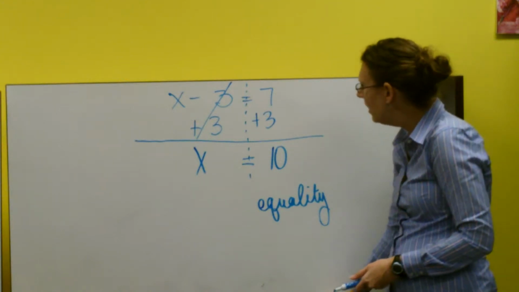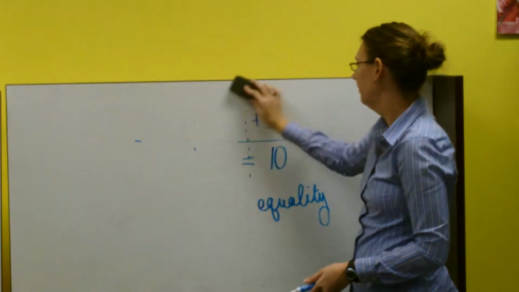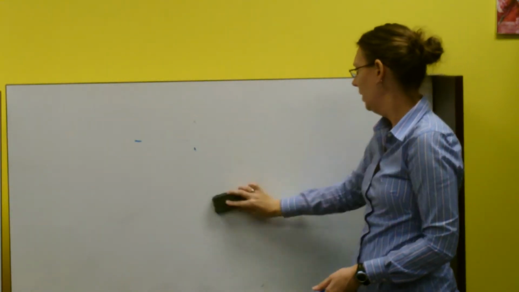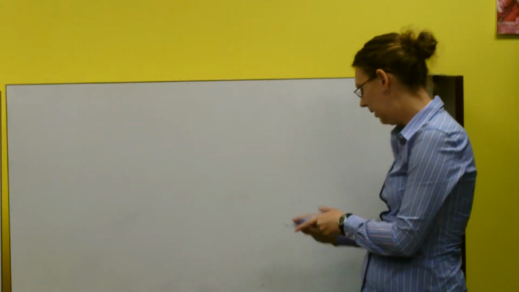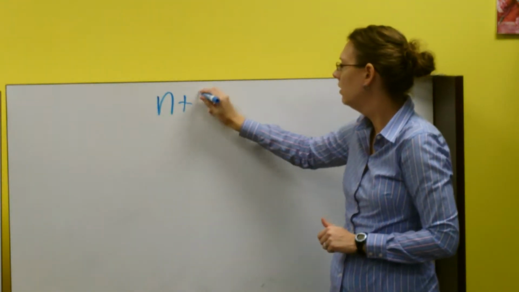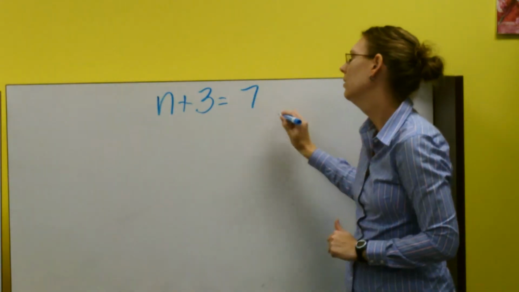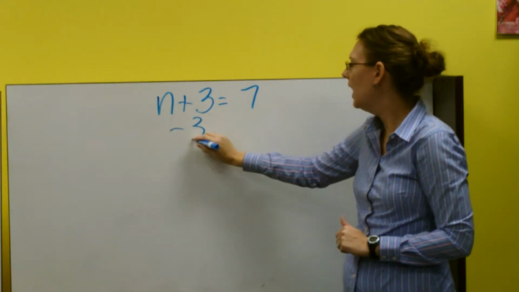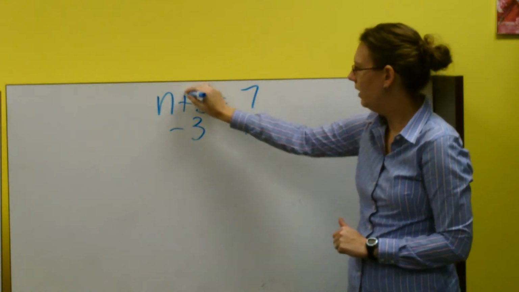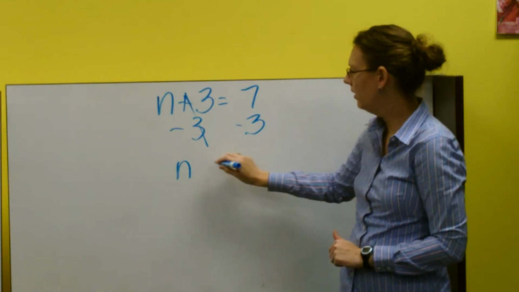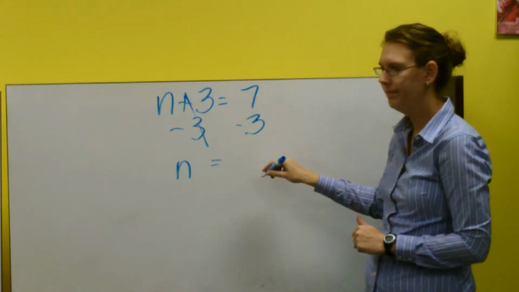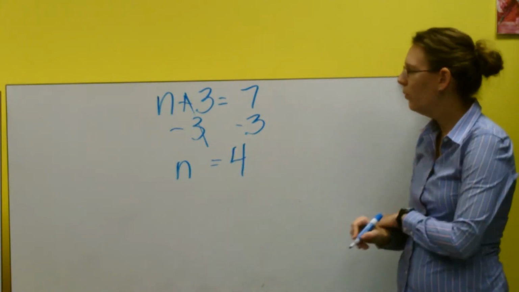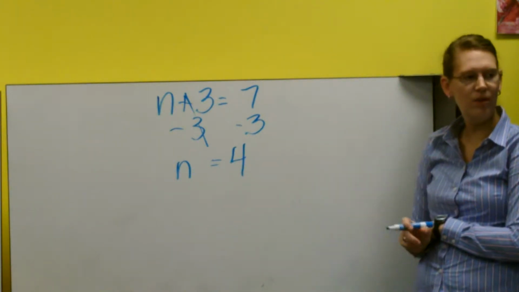N plus 3 equals 7. So, what do I start with, Destiny? Subtract 3 from both sides. Beautiful. Here they cancel. We're left with n equals what? 4. So Jamaica, which rule did we just use to do this problem?